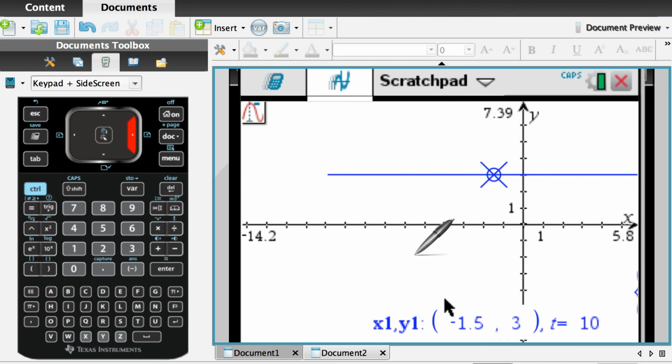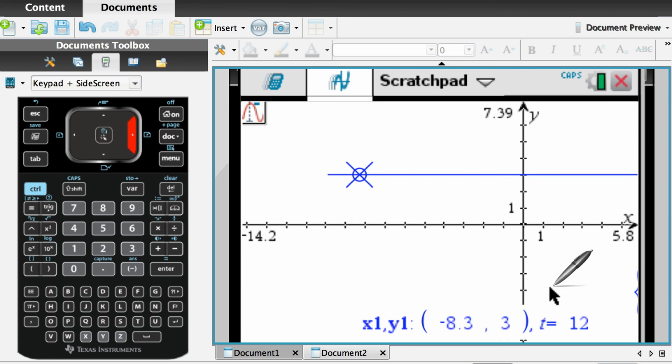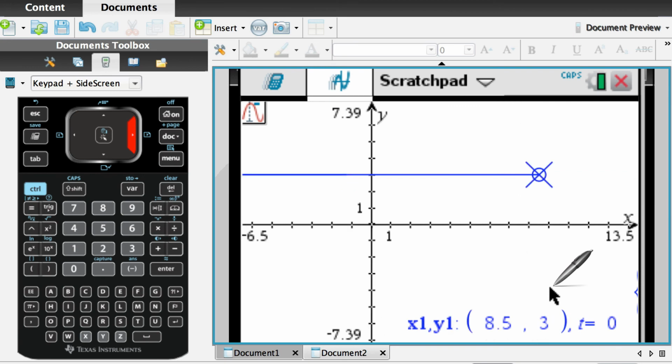All right, now the first time I think I said 10, I actually meant 4 seconds. So I was looking at the position. But at 4 seconds, he started to move right. And now at 10 seconds, he's starting to move back to the left. And then 12 seconds, and then he's back to the beginning. So that's how you do tracing on your calculator.